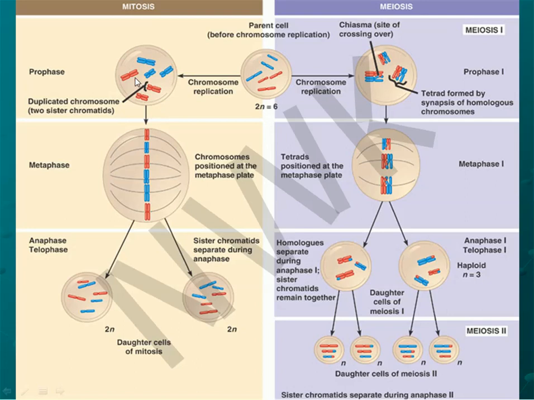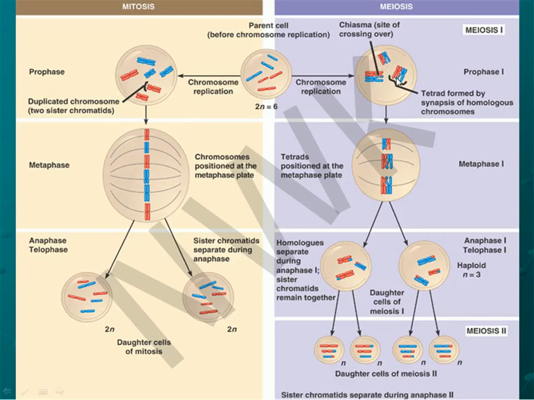This is the parent cell. So how many chromosome number? Still 6. 1, 2, 3, 4, 5, 6. Just that each chromosome is having 2 chromatids. So in the meiosis, how many chromosomes do I have? Still 6. 1, 2, 3, 4, 5, 6.